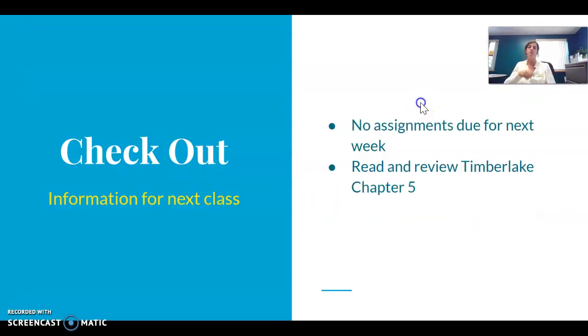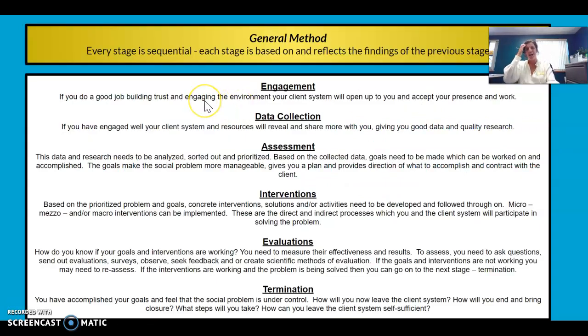It's where you start to build trust and engage the environment of your client system. This is really the way to help individuals open up to you and accept your presence, because if a client is not motivated or is resistant, it's really hard to get them through the next stages. Once you've engaged your client system well, that's when you start to collect data. Now, you're always collecting data because we're observing at all times. But if you've engaged your client well, they will reveal and share more with you. And that gives you good data and quality research to go to the next stages.